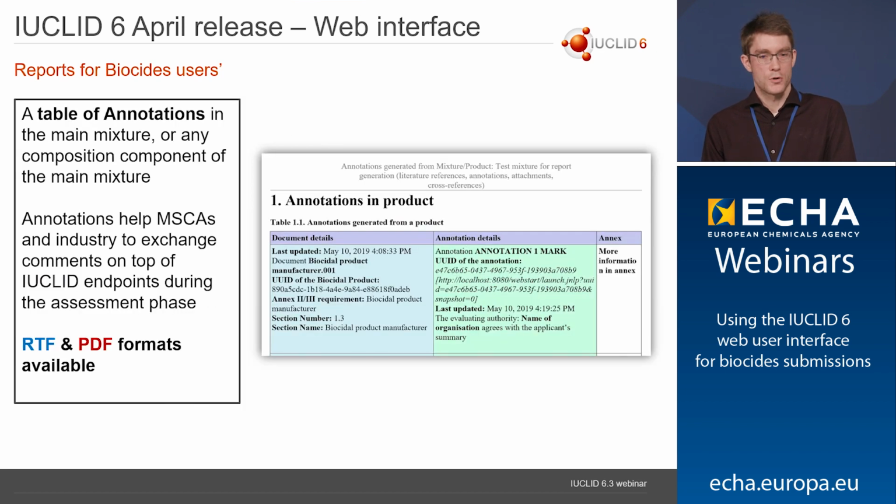There's also a report which lists for you the annotations which are found in your biocidal dossier or dataset. Again, this is generated from the main mixture and includes any component which is attached in the composition of that mixture. The annotations help MSAs and industry to exchange comments on top of Euclid endpoints during the assessment phase of the regulatory process, and this can help to identify where annotations have been made. This is available in RTF and PDF formats.